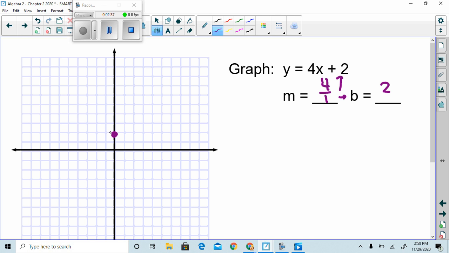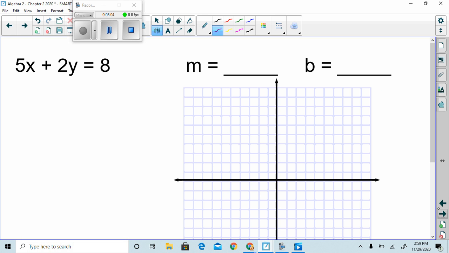Since my slope is positive, it's going to go up 4, 1, 2, 3, 4, and over 1. If I wanted to extend this line even down, I could count down 1, 2, 3, 4, and over 1, and I'd see I have these points, and I would be connecting them, and once again I have another positive slope. Remember when you're graphing to put arrows at both ends, because it's a line and not a line segment.